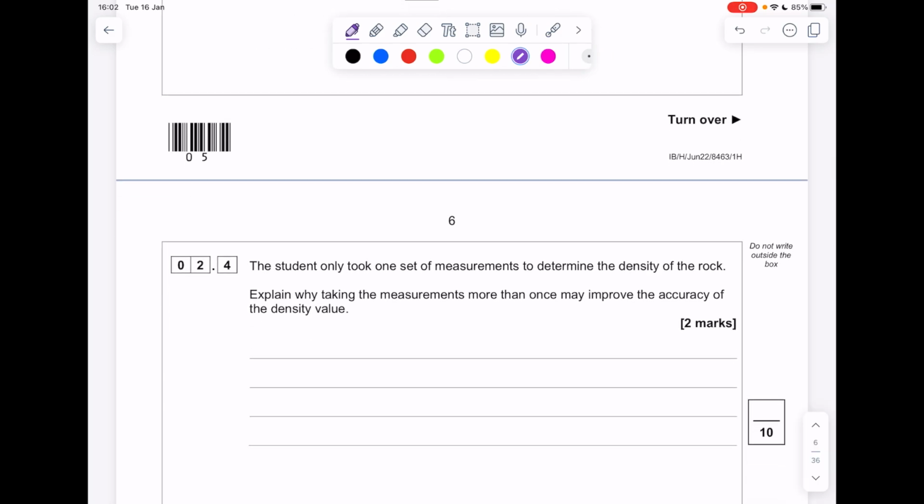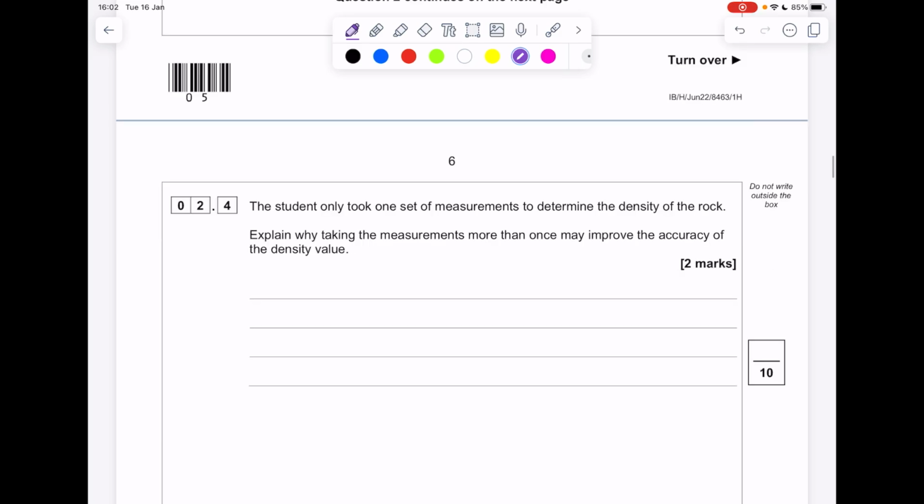The student only took one set of measurements to determine the density of the rock. Explain why taking the measurements more than once may improve the accuracy of the density value. So when you have several readings, it means that a mean can be calculated and allows anomalies to be identified and therefore discounted.